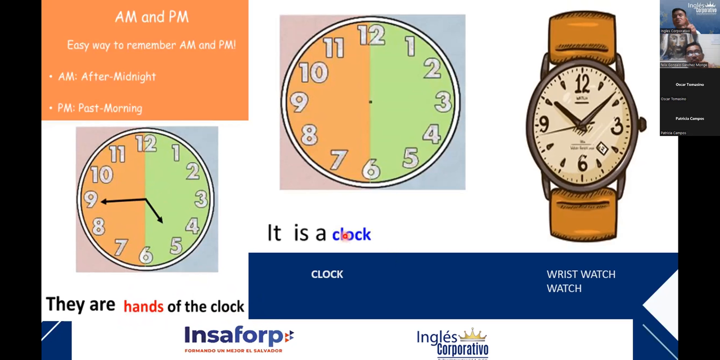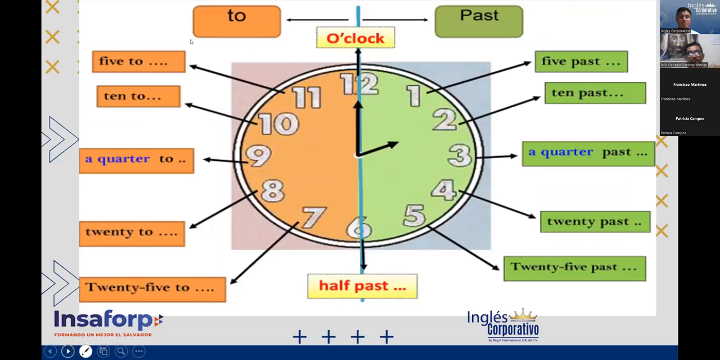Clock, the one that you put on the wall, and wristwatch or watch, the one that you use in your hands. Okay. Now, we're going to move on. And here we have, aquí tenemos más, un poquito más detallado. ¿Sí? Lo que estábamos explicando hace ratito. De aquí para acá, to. De aquí para acá, past.